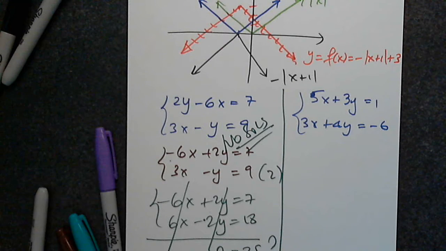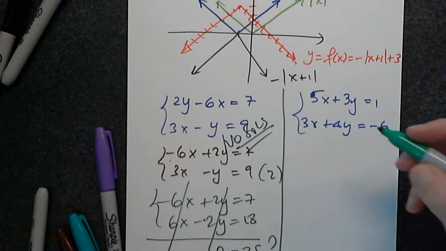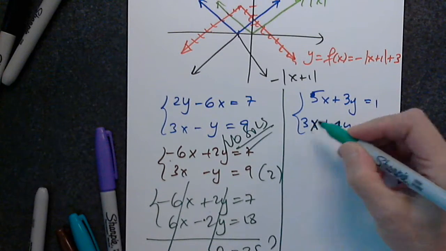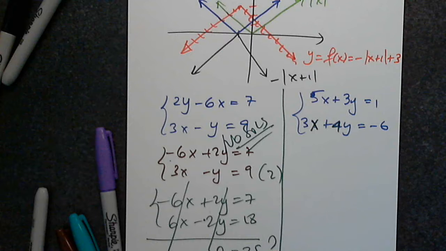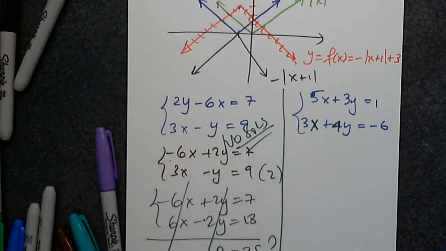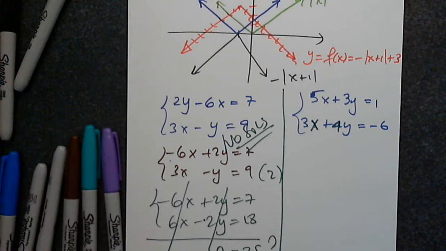The other one is in the appropriate order. I have 5, 3, 3, and 4. And I have no choice. What do you mean by I have no choice? I have to multiply both equations by something. There's no way I can eliminate either one, either x or y, without multiplying both equations by appropriate numbers. So what are the appropriate numbers?